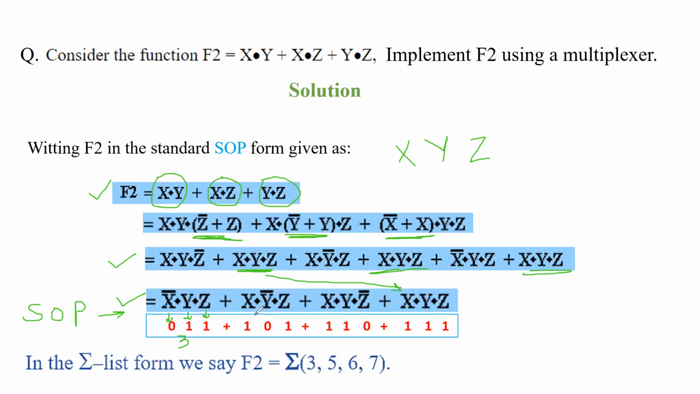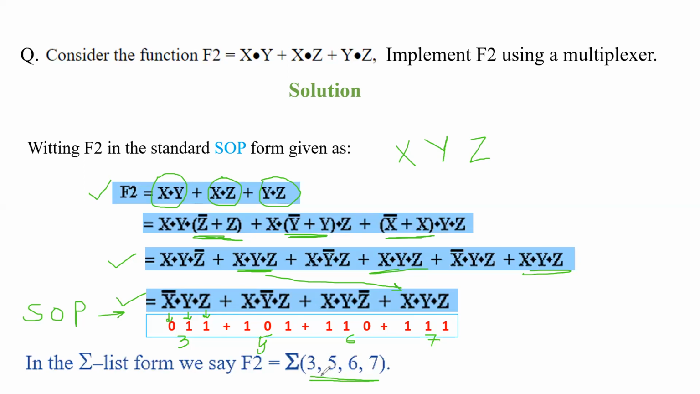Similarly, the second part is 1, 0, 1 because y is complemented, so y comes out to be 0, where x and z remain 1, and this binary is converted to decimal, which is 5. Similarly, the third part is x, y, z complement. It represents 1, 1, 0, and it is equal to 6, and 1, 1, 1 is the last part, which is equal to 7. So what we have done so far is that we have converted the given function f2 into standard form and wrote its minterms. The minterms are 3, 5, 6, and 7.